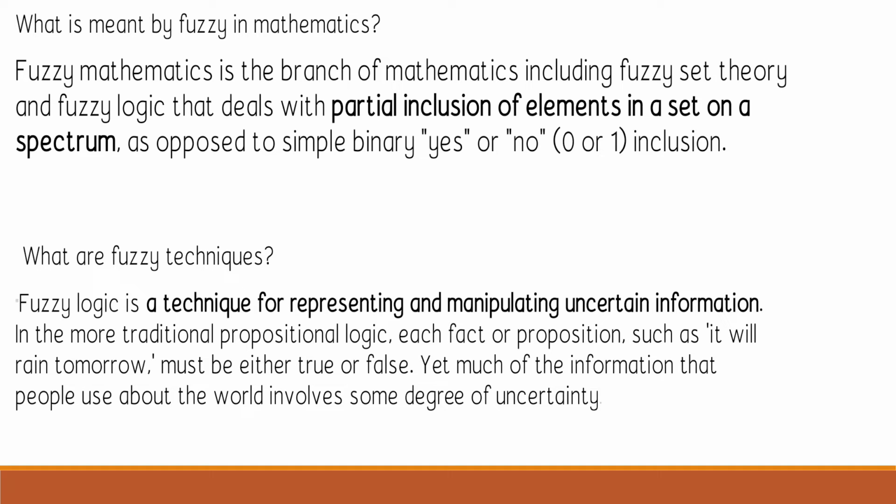In the more traditional propositional logic, each fact or proposition, such as it will rain tomorrow, must be either true or false. It is nothing but like probability. Yet much of the information that people use about the world involves some degree of uncertainty. So, this is all about fuzzy techniques.